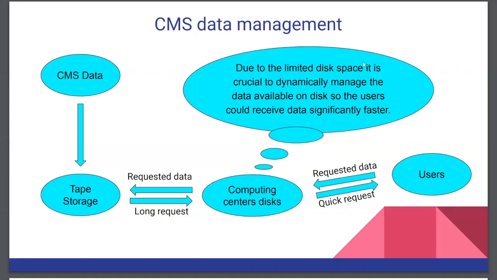So, the CMS data management team is responsible for distributing data among various computing centers globally. However, due to limited disk space at these centers, it becomes necessary to dynamically manage the data availability on disk. This disk is also called cache. When the data is not readily available on disk, users have to wait for it to be retrieved from permanent tape storage, causing delays in data analysis and hindering scientific productivity.